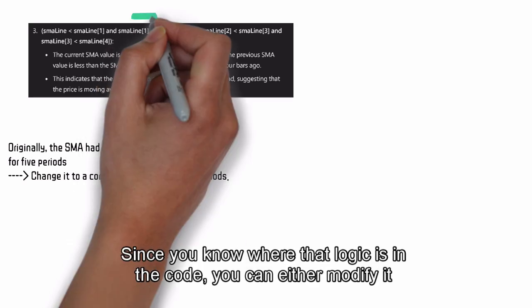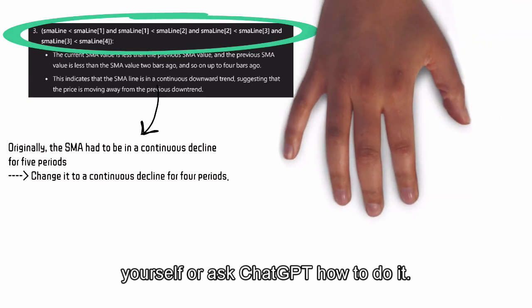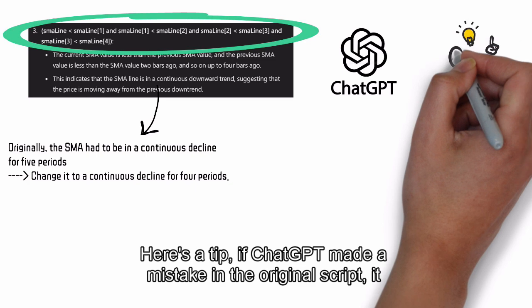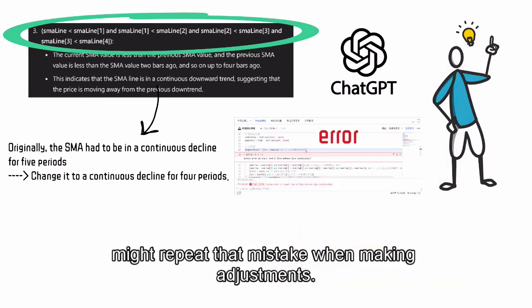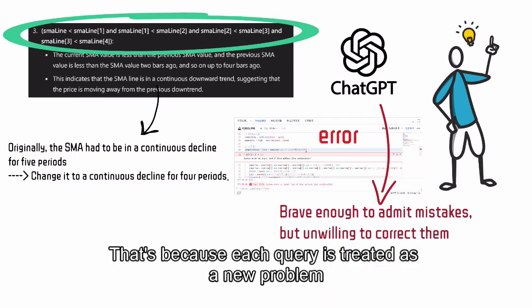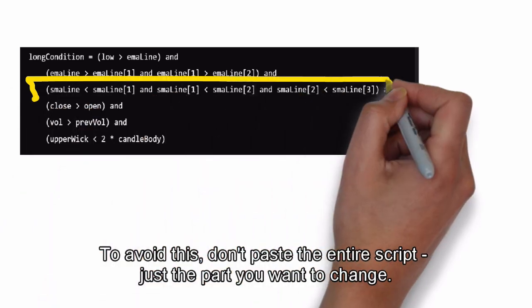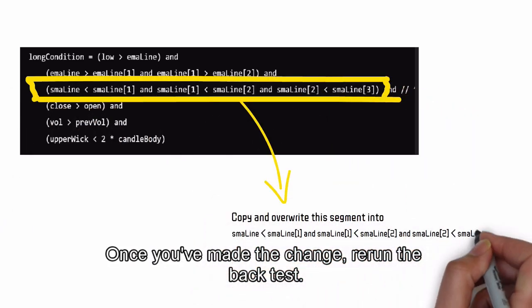Since you know where that logic is in the code, you can either modify it yourself or ask ChatGPT how to do it. Here's a tip: if ChatGPT made a mistake in the original script, it might repeat that mistake when making adjustments. That's because each query is treated as a new problem. To avoid this, don't paste the entire script, just the part you want to change. Once you've made the change, rerun the backtest.